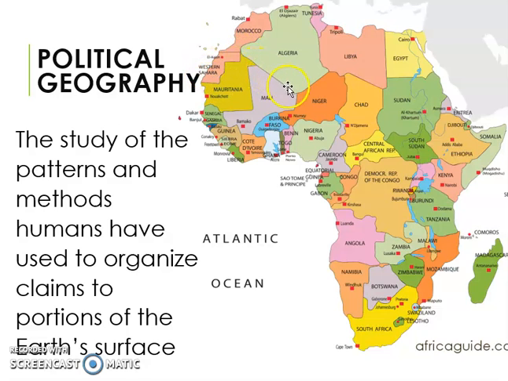Each one of these lines on this map of Africa represents a line or boundary or border from one state to the next. Okay, that's what political geography is. It's how people have organized the patterns on Earth in a method that would be recognized by others outside of their state. So it's finally time for us to go over what a state is.